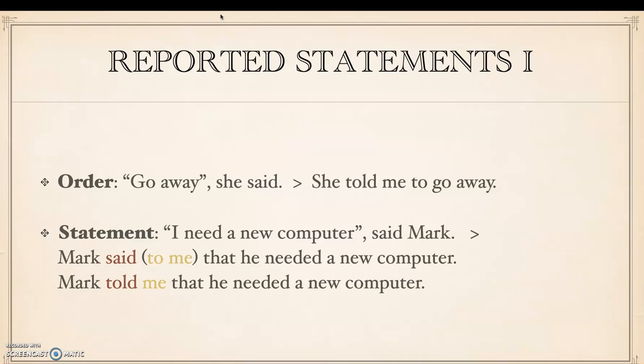We have the statement, I need a new computer, said Mark. We can use the verb say and we can use the verb tell. Mark said that he needed a new computer. It is optional to say to whom Mark said this. But we can say it. If we say it, we need the word to, the preposition to before it. Mark said to me that he needed a new computer.